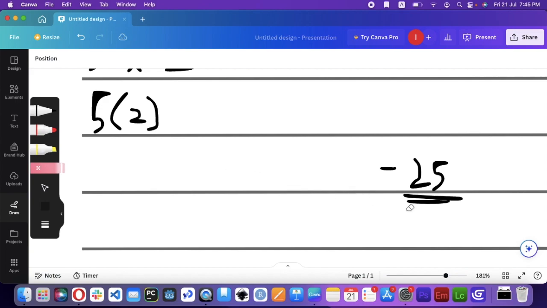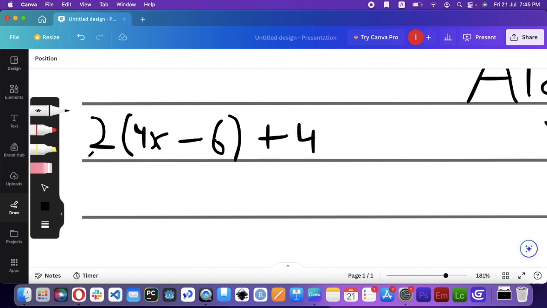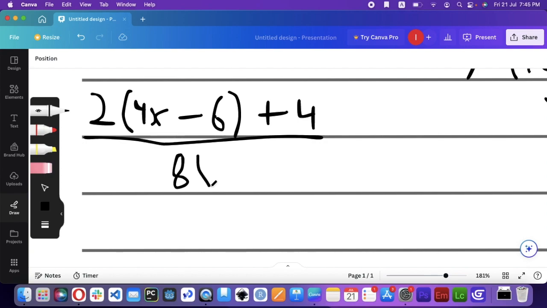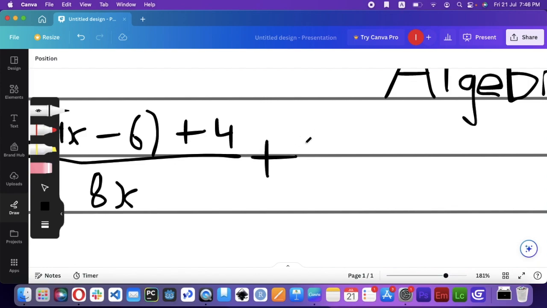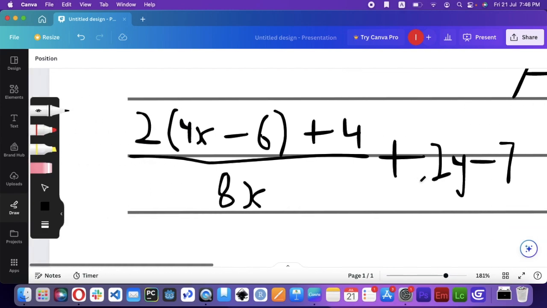So anyways, let's do another equation. For example, 2 times 4x minus 6, plus 4 over 8x, plus 2y minus 7. Anyways, now let's solve this.